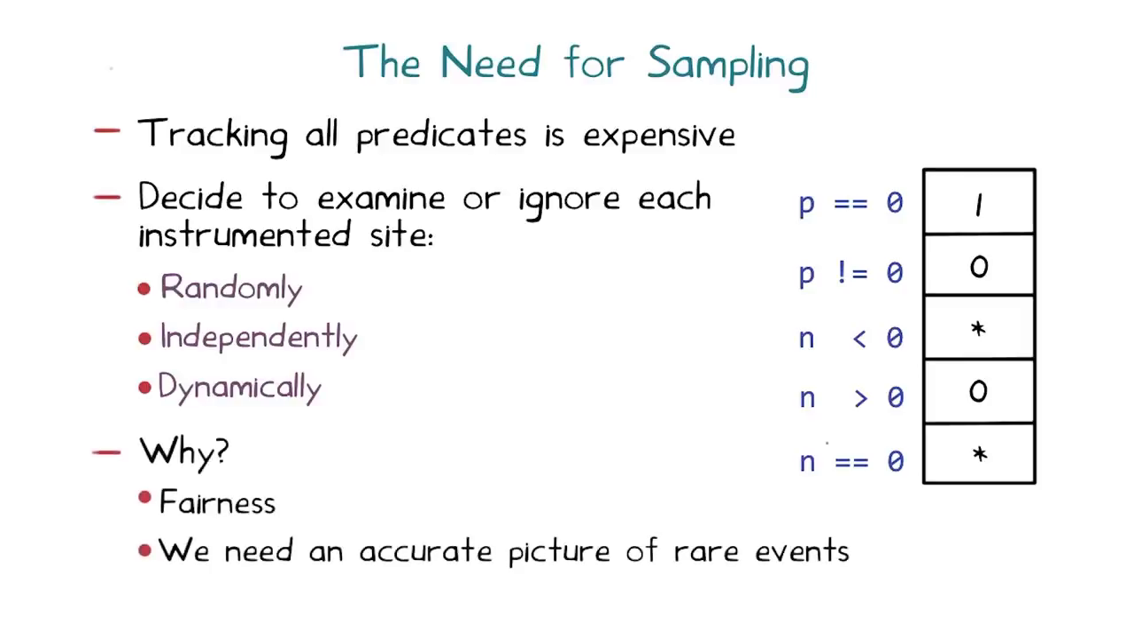We need to use a random, independent, and dynamic sampling procedure because it allows us to collect data on each predicate fairly across all users. This will keep our data from inaccurately representing the rarity of events, which will be important to our statistical analysis of the data later on.